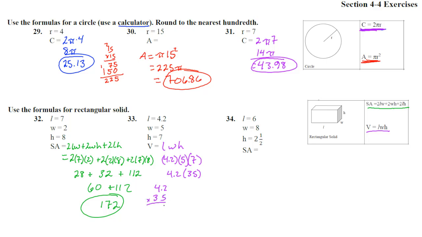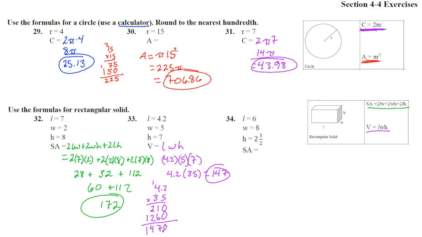5 times 2 is 10, 0, carry the 1. 5 times 4 is 20, plus the 1 is 21. Put a 0 there for that second row. 3 times 2 is 6. 3 times 4 is 12. There's a 0 there. 1 plus 6 is 7. 2 plus 2 is 4. And 1. There's one digit behind the decimal place, so this is going to equal 147. 147 is the volume.